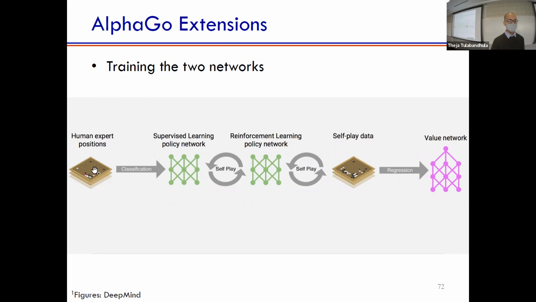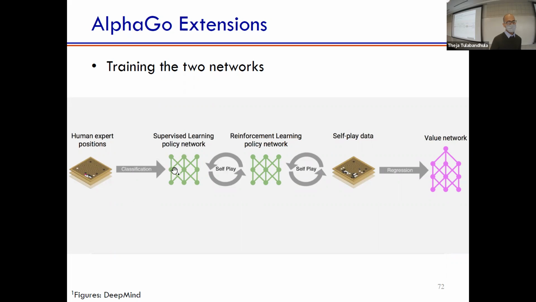So given the state of the board, where to put the next stone, given those x, y pairs, you can just do multi-class classification. It's multi-class over 19 by 19 locations where to put the stone, and so you get an initial policy network already, which basically mimics humans. So you get this policy network.